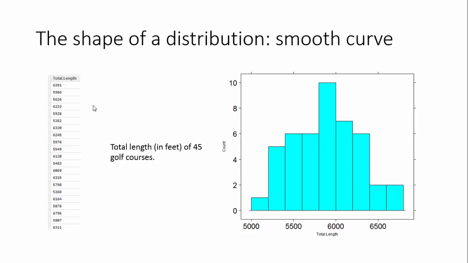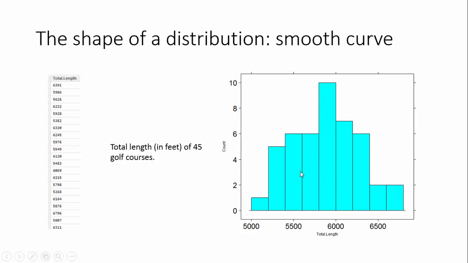So is there some kind of pattern? What I'll do is get a histogram, and indeed it looks like there's a lot of the courses. Notice 10 of them have somewhere between, and it looks like these are 200 feet bins. So this bin right here is from 5,800 to 6,000, and 10 courses have lengths that long, and that's actually the most prominent one.